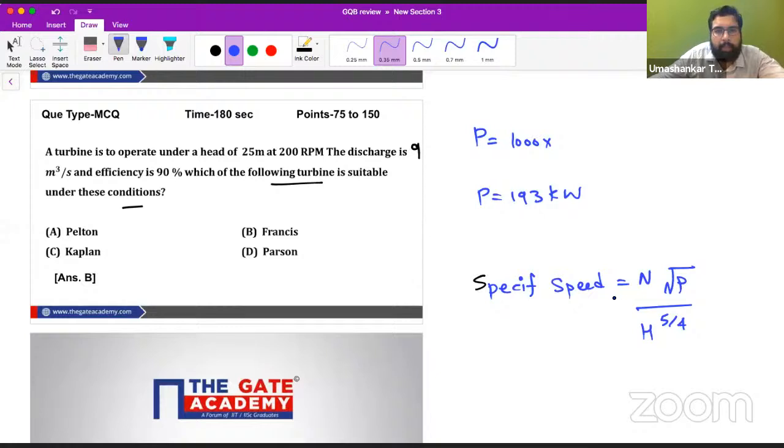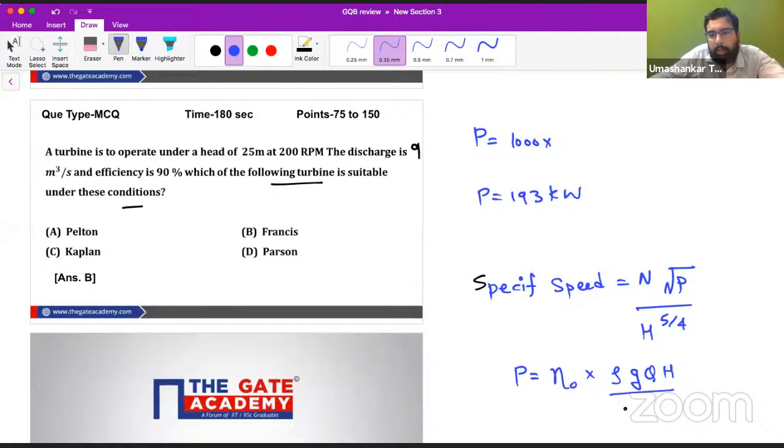So if we find this specific speed, N is given, H is given, we need to find P. So P is what? P is rho gQH. Overall efficiency is given, so overall efficiency upon water power. So water power is rho gQH. Yes or no, beta? I hope it is fine to you guys. Please answer me. So we can find it.